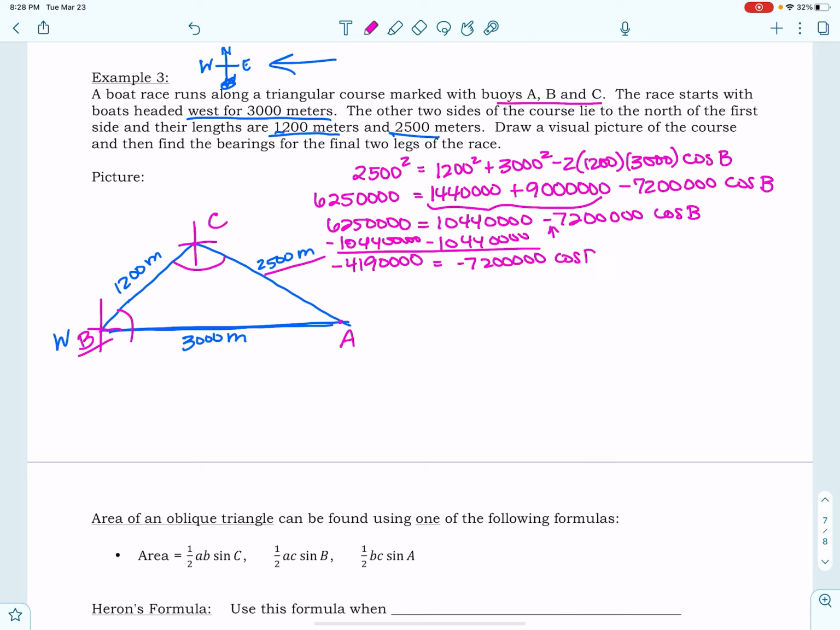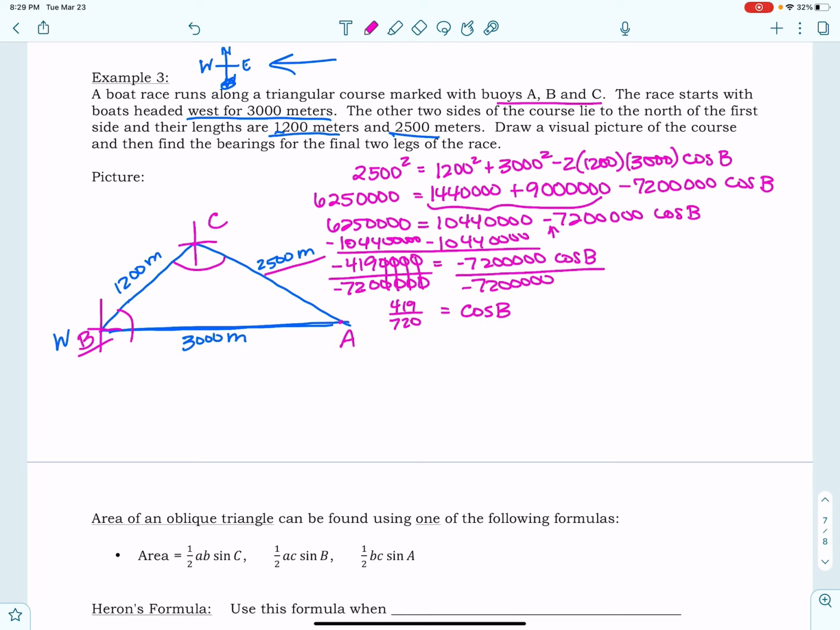All right. We're getting so close. And now we're going to divide both sides by negative this huge number, 7,200,000. Okay. Once we get there, what I'm about to do should make your life blissfully easy. See those zeros? They can just go away. And then 419 divided by 720, a negative divided by a negative is a positive.